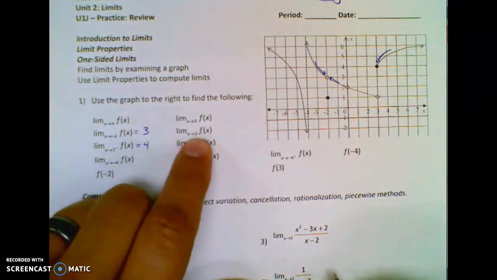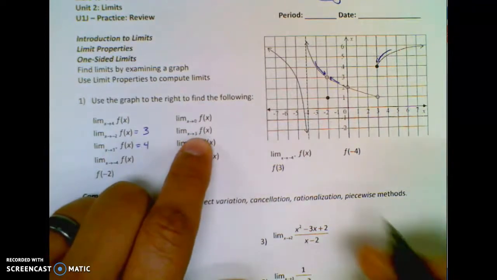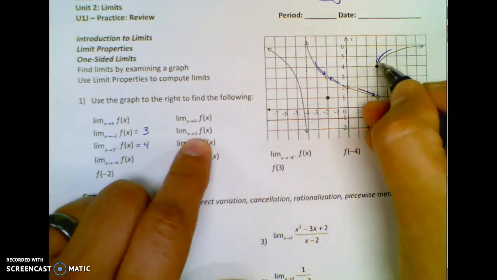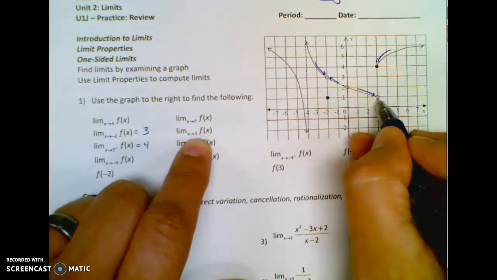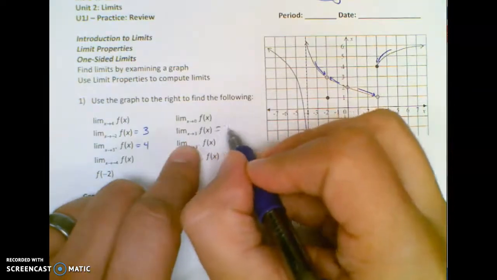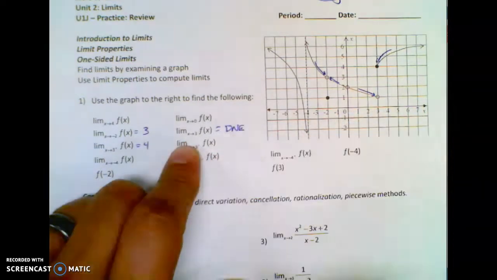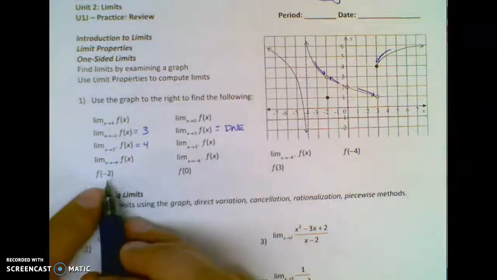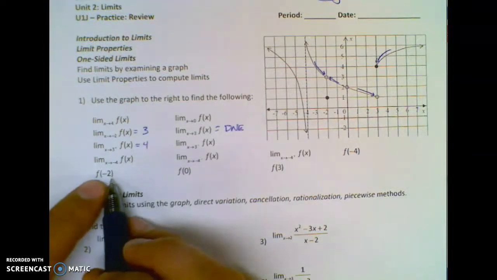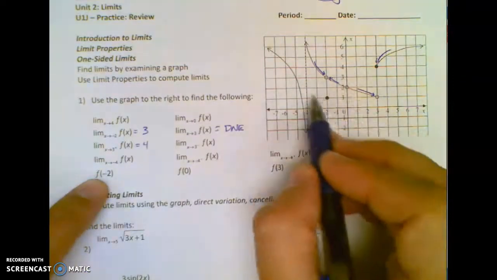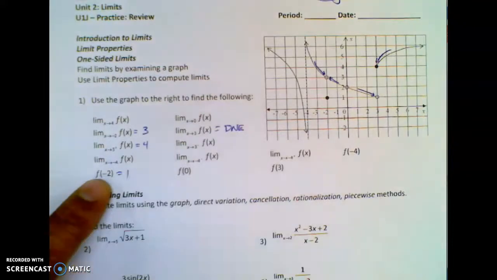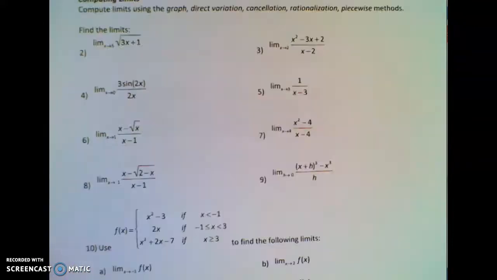Now, if you ask me this question, see how there's no plus sign? It implies I need you to check both sides. So if this one approaches 4 and this one approaches 1, they're not the same number. And if they're not the same number, you say does not exist. And then if you see what is f of -2, it means what's the y value of the actual dot. So when x is -2, the y value of the dot is 1. Okay. All right. Now to the next section.